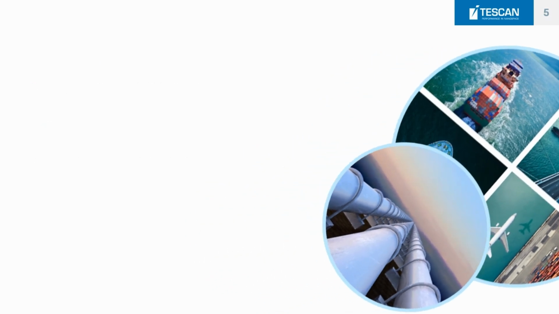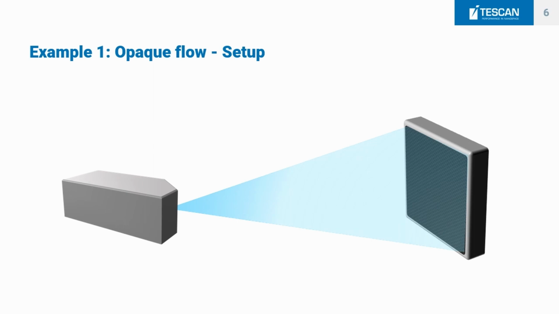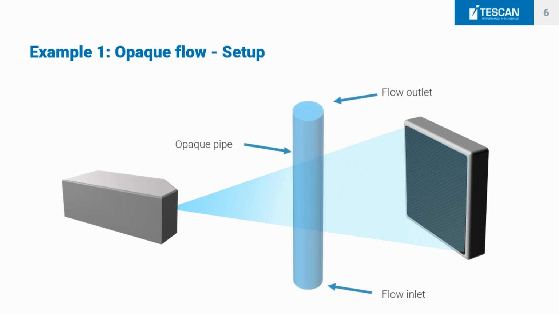When we look at the experimental setup, we of course have our X-ray source and detector, and in there we place an opaque pipe. In this case, it was actually a carbon fiber tube with a flow inlet and a flow outlet, and we let seeding particles, which were silver-coated glass spheres, flow through that pipe, and we visualize that by using micro CT.